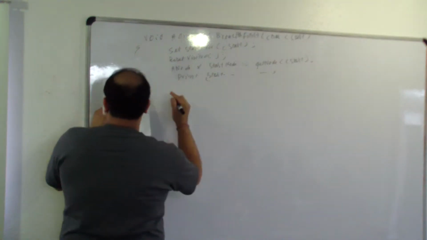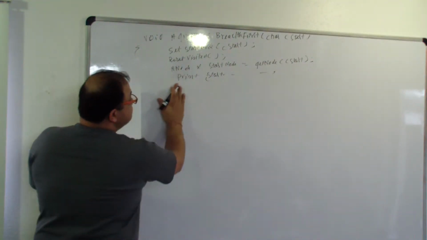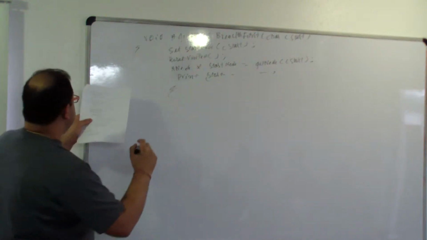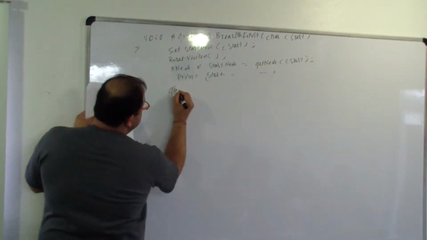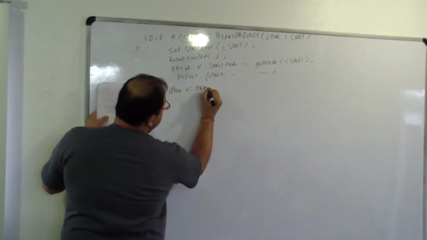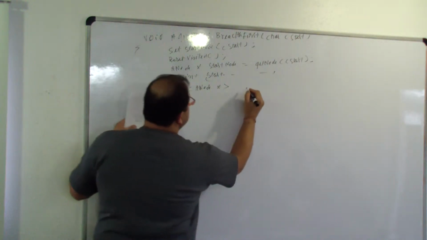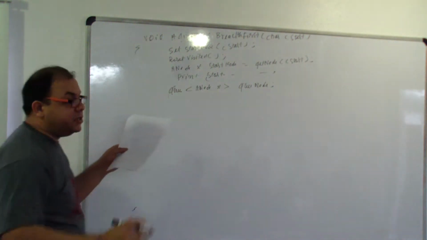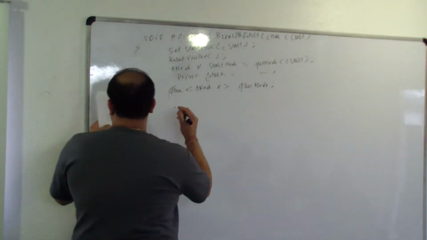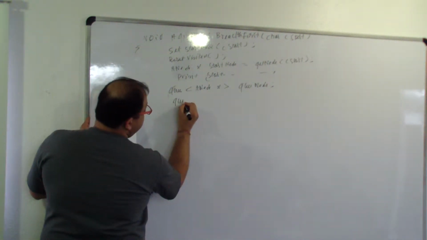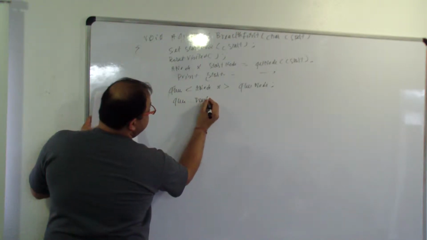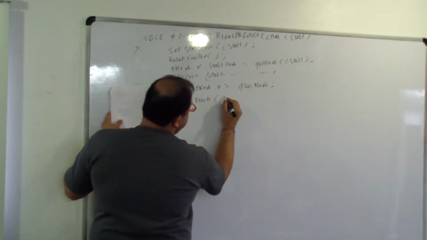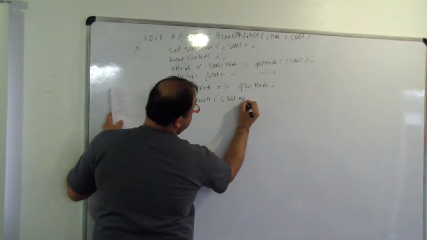Then we actually create a queue of node pointers, queue nodes. So we'll create that queue, and then we will put queue dot push start.